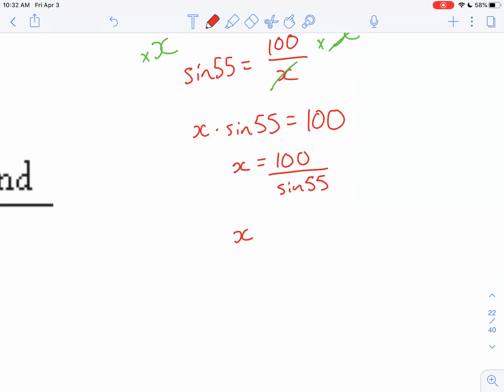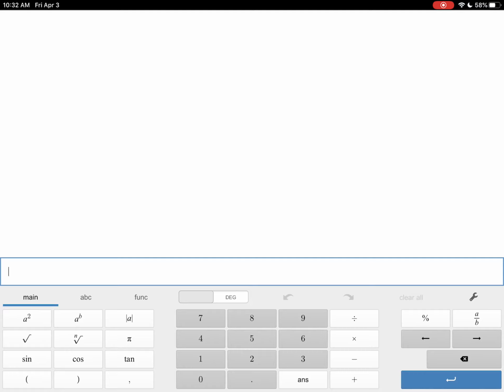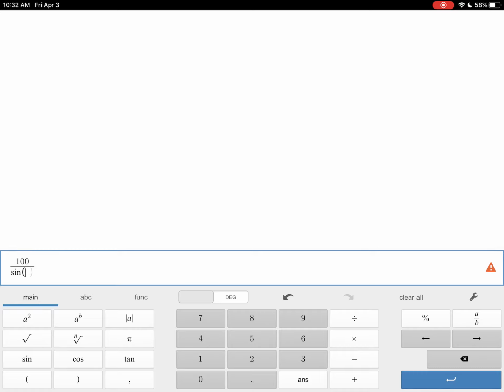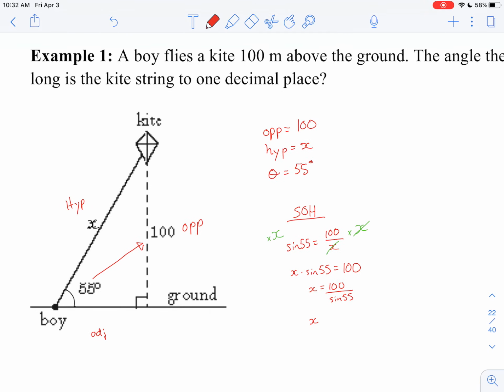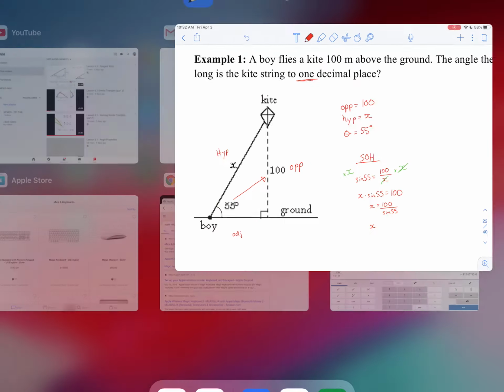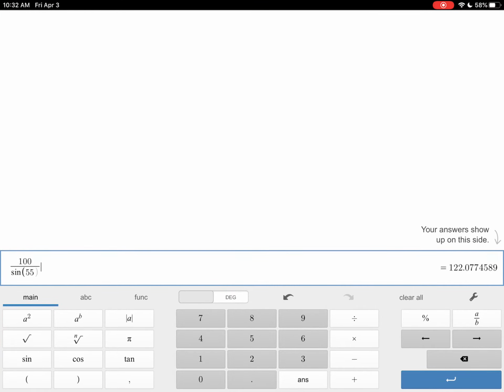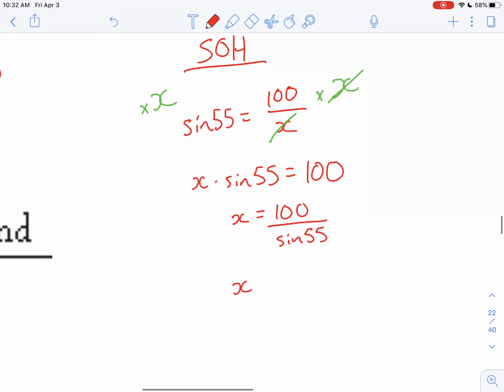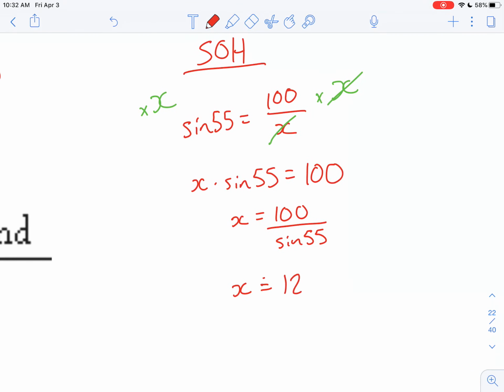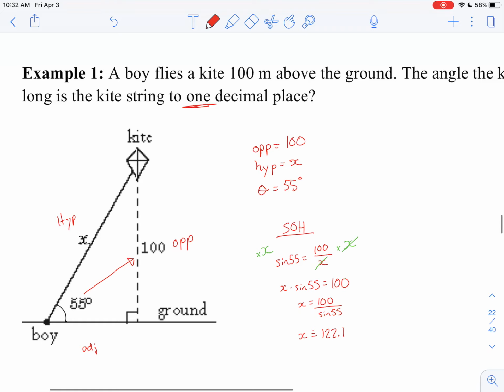So we get x is equal to, throw it in your calculator. Make sure your calculator is in degrees. 100 divided by sine of 55, and the answer shows up over here, 122.07. We can take a look at what they wanted us to round this to. It was 1 decimal place. So if I take a look at my answer, 122.07, I can round that 0 up to a 1 because the next digit is a 7, which is above 5. So I'm going to say it's approximately 122.1. And we're talking meters in this case, meters.